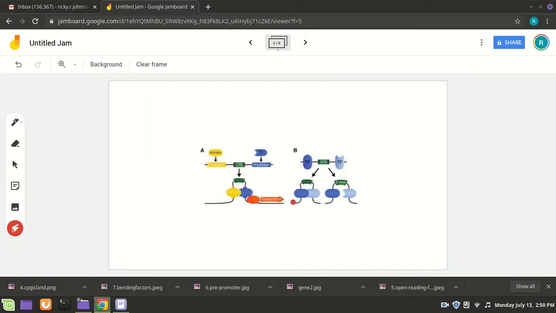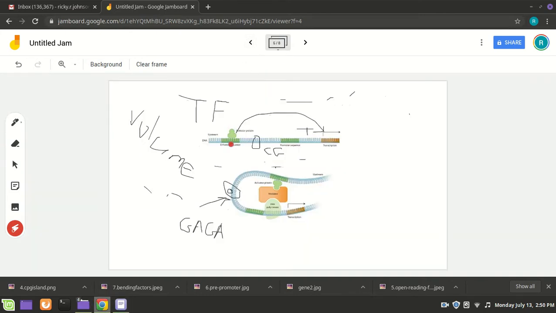And here's just another representation of this thing like the GAGA, which when it binds, it allows the enhancer to move over and touch the promoter. So we have to understand there are transcription factors, those are proteins, and they stick to things like these enhancers and this GAGA and all of these things. So there are all these transcription factors.